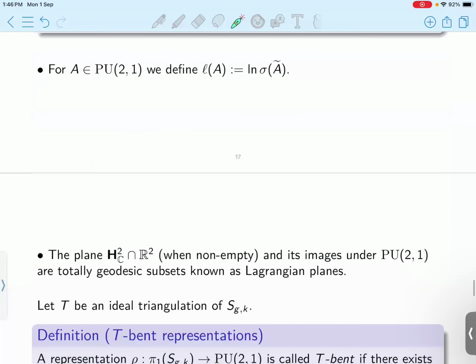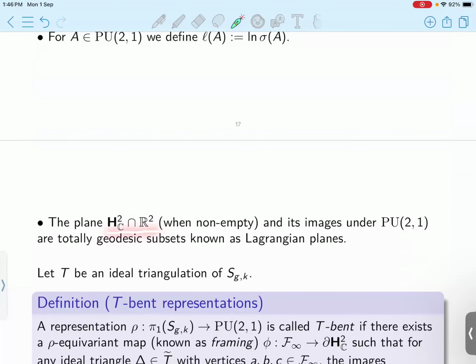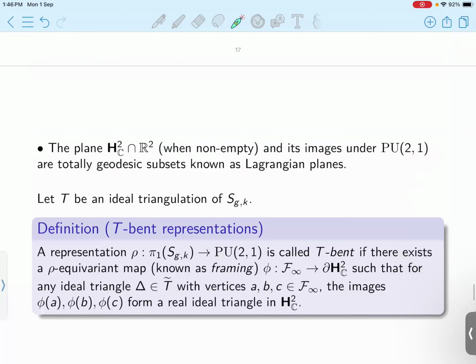Now the plane HC2 intersection R2, when non-empty, and its image under PU(2,1), are totally geodesic subsets known as Lagrangian planes. This turns out to be the Klein-Beltrami model of the hyperbolic plane H2 embedded in HC2. There is a subgroup of PU(2,1) that preserves these Lagrangian planes; we denote it by PO(2,1).